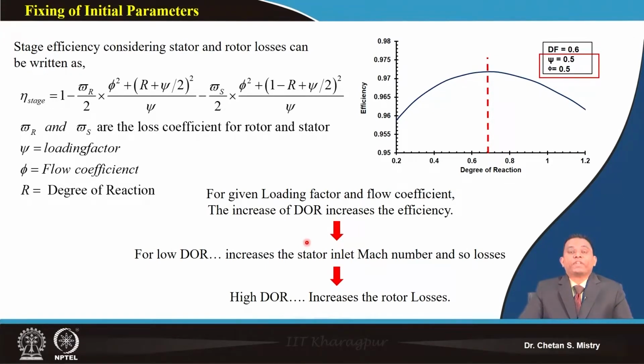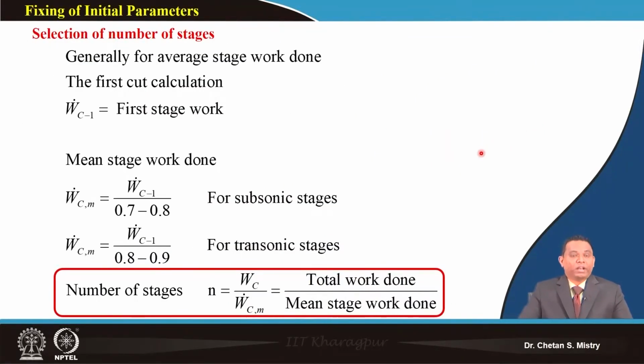When our degree of reaction is lower, we have an issue in terms of aerodynamics. Suppose I consider a high degree of reaction; that increases the losses in the rotor. So here, if you look, this is what represents that idea. Now, when we fix our initial parameters, we need to fix these parameters also. Which parameters? The flow coefficient and the loading coefficient, along with the degree of reaction and the diffusion factor.